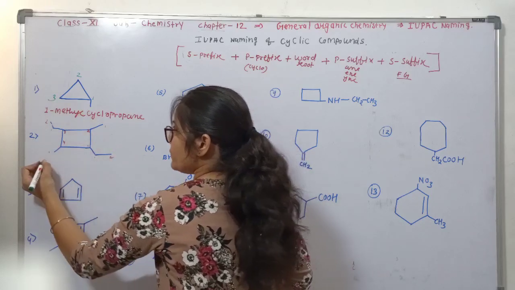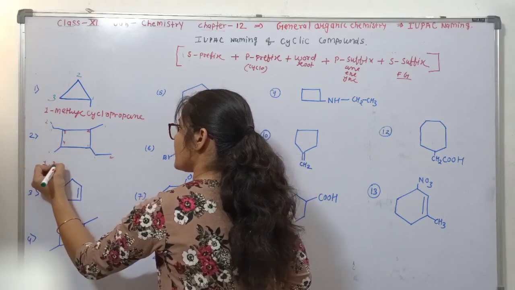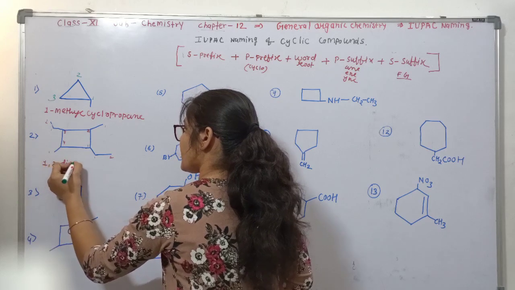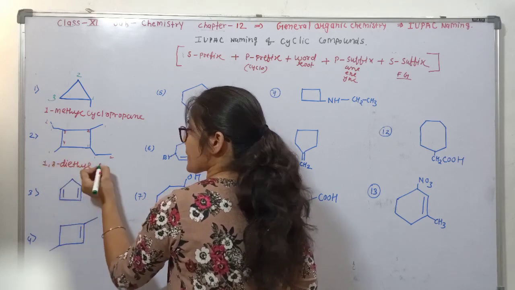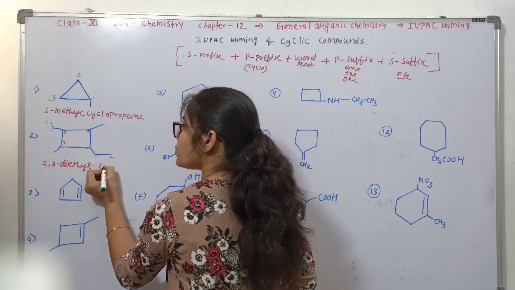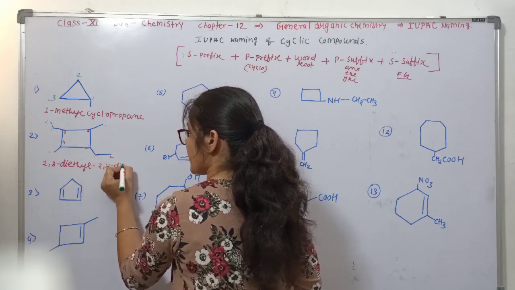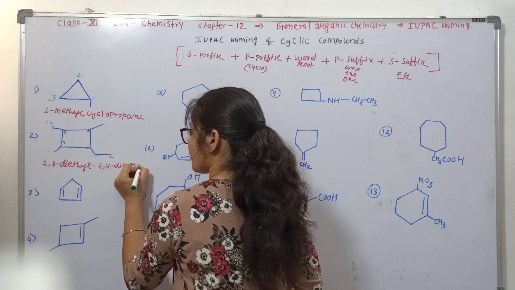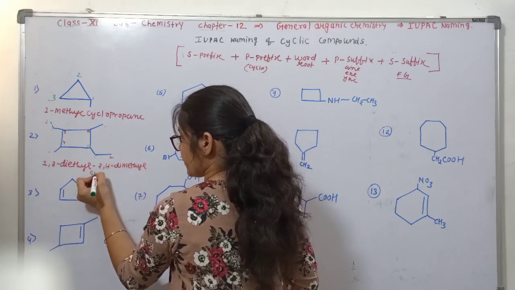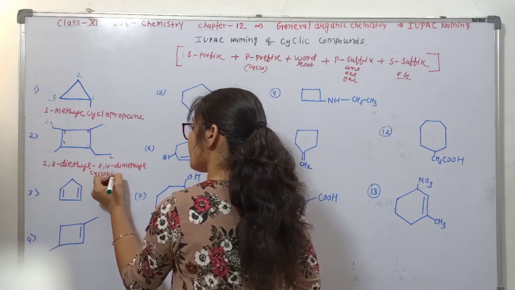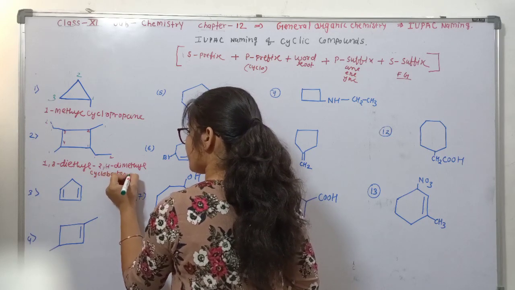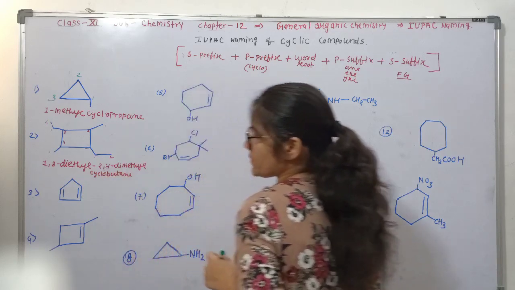Now name the compound. 1, 3 diethyl, 2, 4 dimethyl cyclobutane. Okay. See the next one.